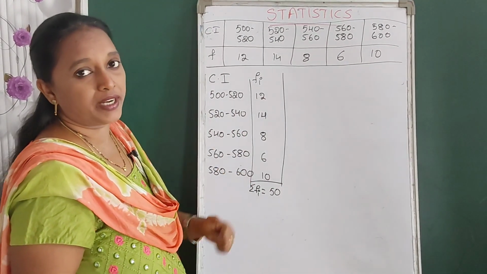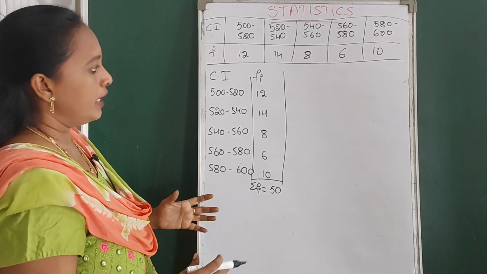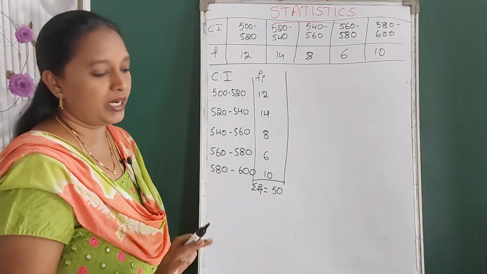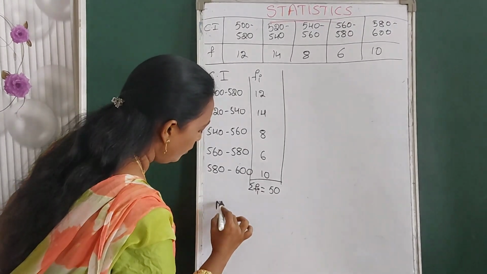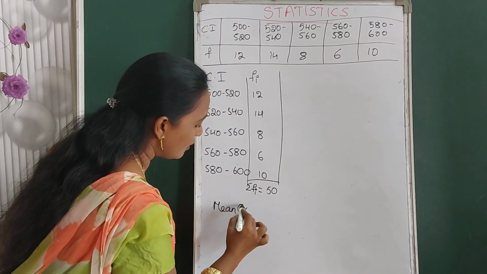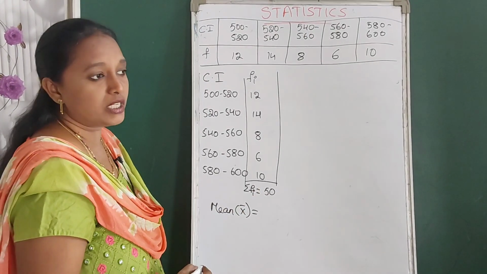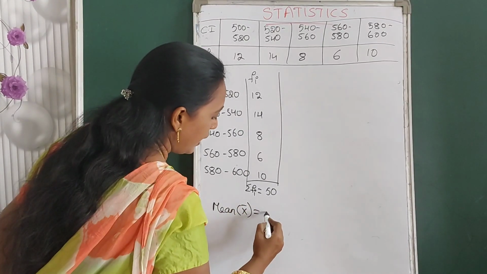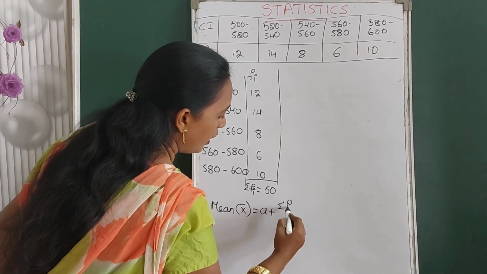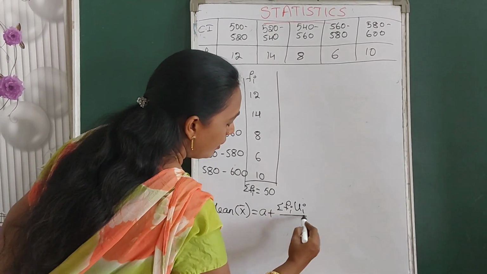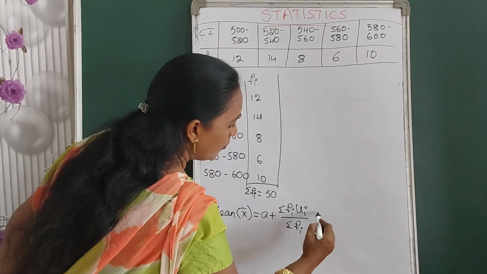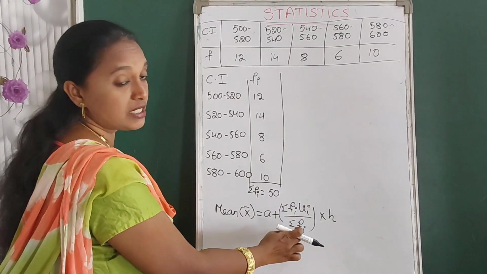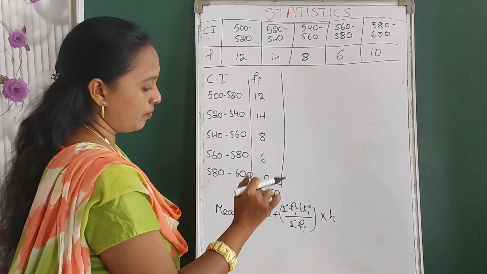What we have to find out next? So, instead of this confusion, simply write the mean formula. In the down you write mean x bar is equal to, what is the formula? I am using the step deviation method formula. A plus sigma Fi ui by sigma Fi into h. A plus sigma Fi ui by sigma Fi into h.